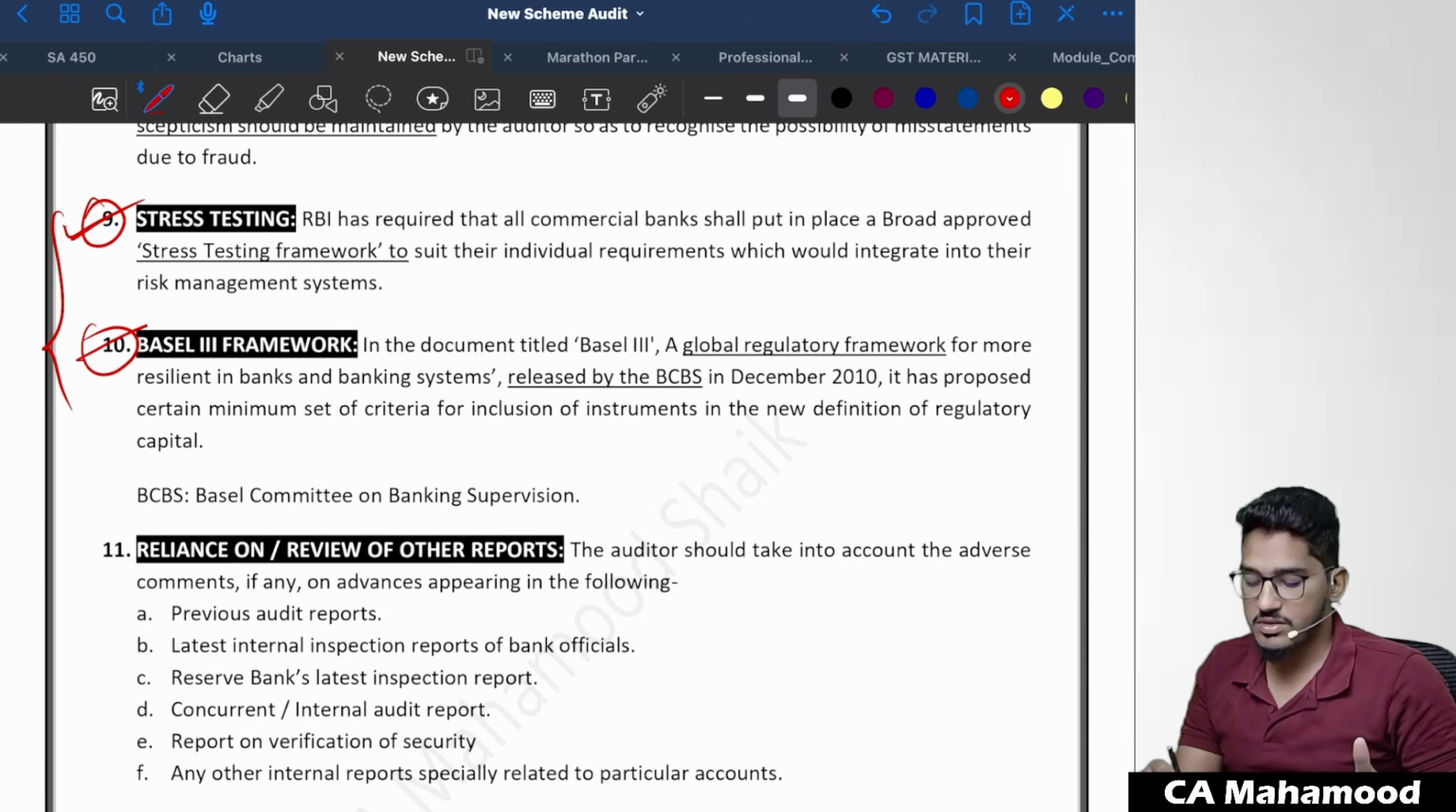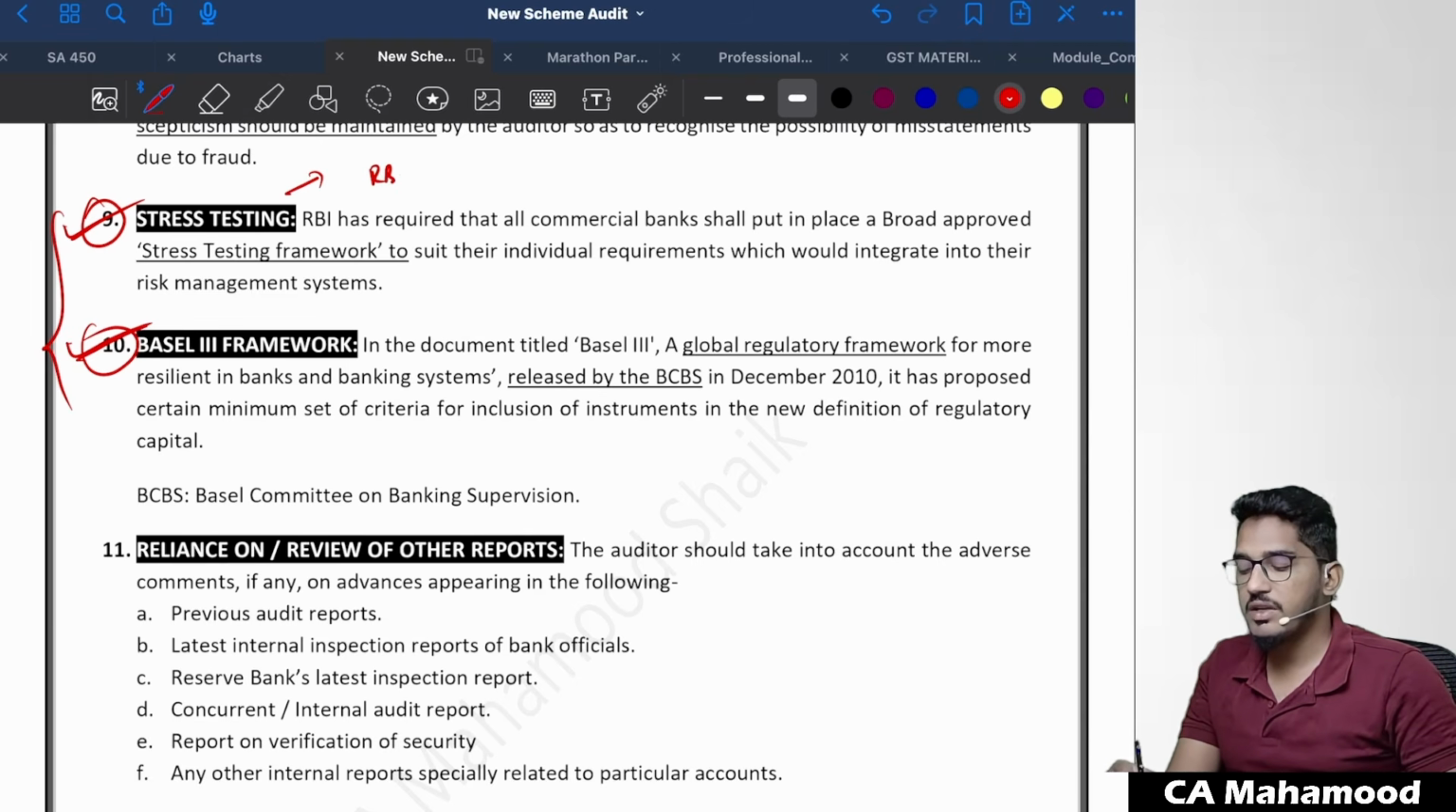Number 1 is checking the stress testing framework, checking the Basel III framework. Sir, what is the stress testing framework? Framework means nothing but, as I have told, rules and regulations. See, RBI has given a set of rules and regulations and gave it a name, stress testing. Sir, what is this stress testing framework? Nothing but, RBI has given certain rules and regulations which every bank has to follow.